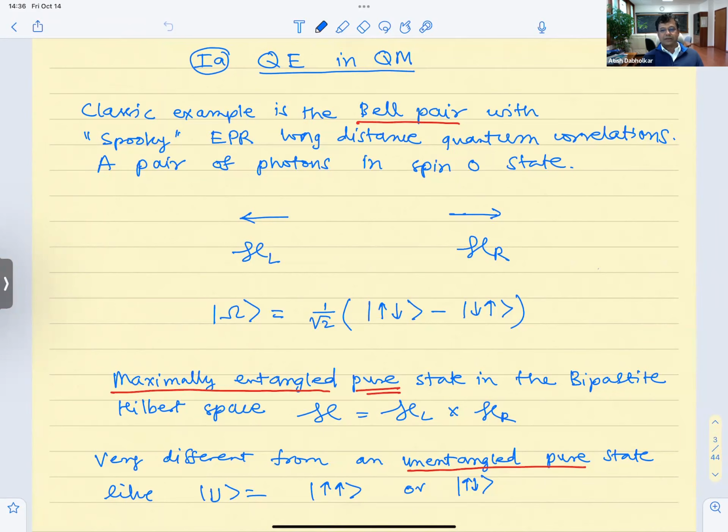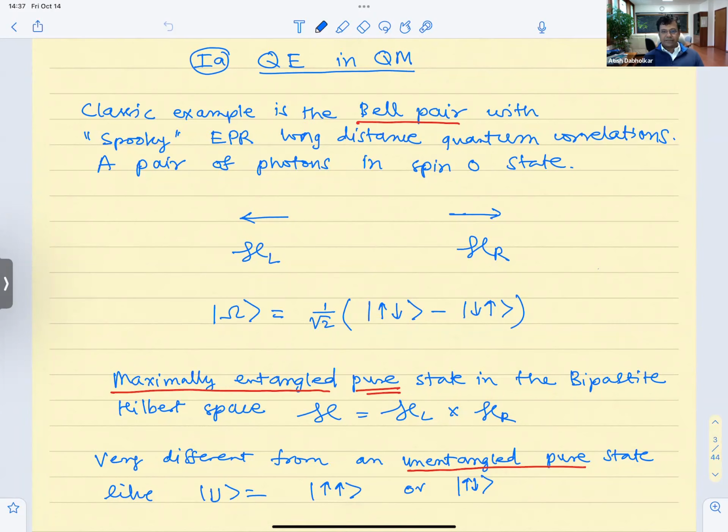But that's not entirely true because of the fact that this state is highly correlated: it's up, down, minus, down, up. And it's a maximally entangled pure state in the bipartite Hilbert space H left cross H right, which is very different from some unentangled pure state, which is also a pure state, with both spins up or both spins down or some other combinations.